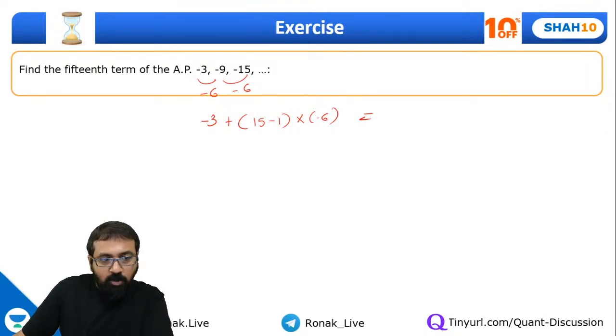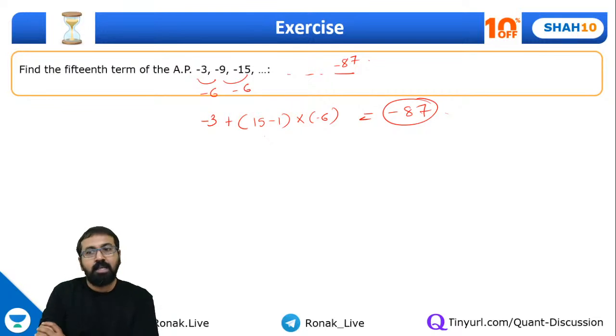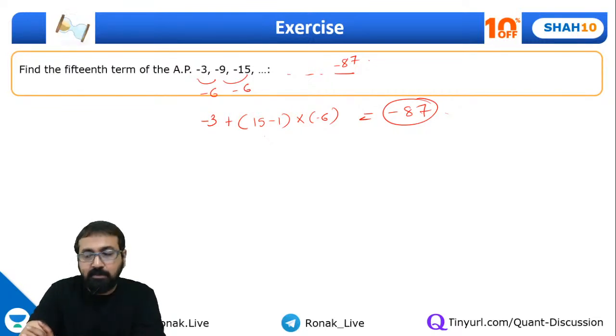So guys, this will come out to be 14 into -6, that is -84, then -3. Can I say it should be -87? The 15th term will be -87. Guys, wasn't that a simple question?